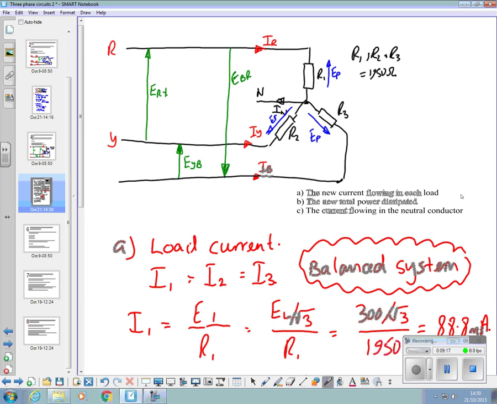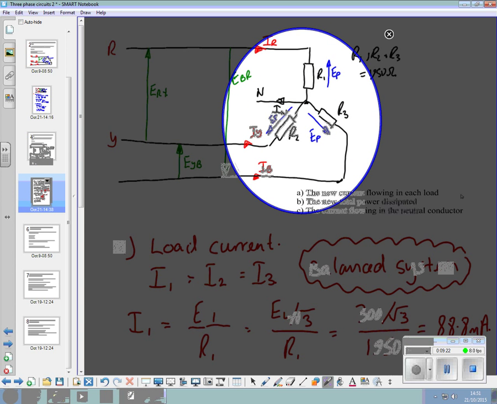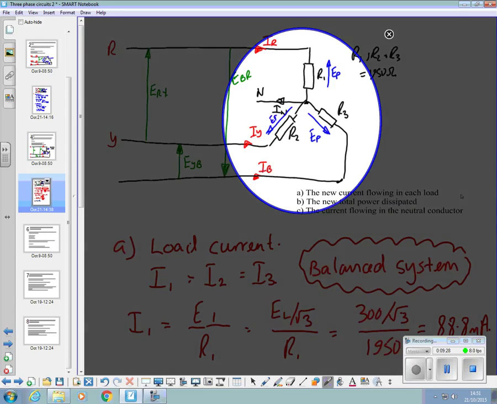Yeah, if I make that circle big enough so we can see my current symbols, we've got IR, IY and IB all flowing into the node and the neutral current flowing out. So using my method of all the currents flowing in on one side of the equation, what's the law we're going to use here? Kirchhoff's current law, yeah? So the neutral's the one we want to find. It's the only one leaving the node, so put that on the left hand side of the equation, and then all the others added up on the other side. The neutral is equal to all those currents added together.